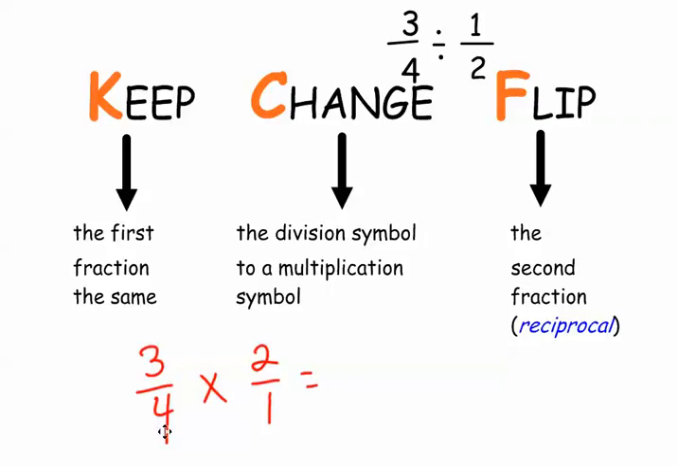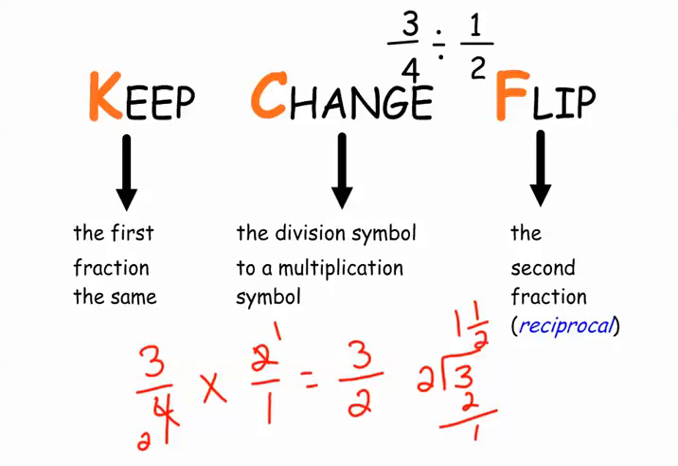If you want to, you can cancel. I'm going to cancel here. I'm going to divide by 2, and I get 3 over 2, which is improper, so I'm going to divide. 2 goes into 3 one time. There's 1 left over. Keep my same denominator. All right, so let's do a couple examples.